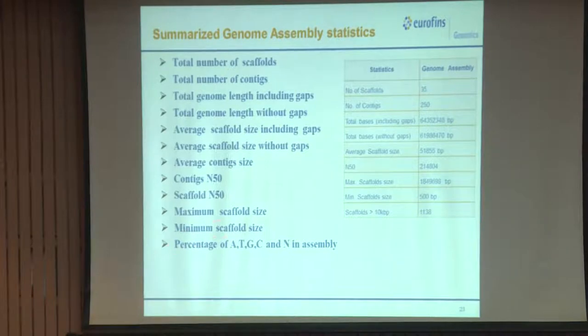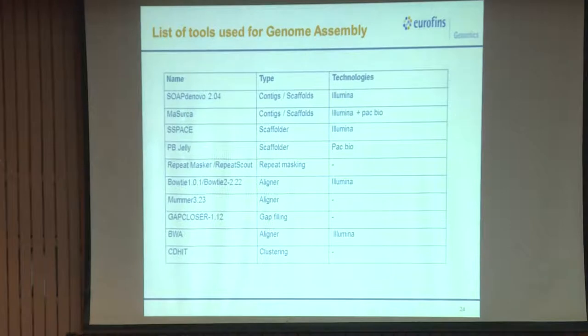A maximum scaffold size and minimum scaffold size, and the percentages of ATGC and N. These are the parameters which have been checked to say whether the genome assembly is proper or not. So we check all these criteria, and in any publication if you see for a genome assembly, you will find these criteria written in the paper, because these are very important criteria to be seen.